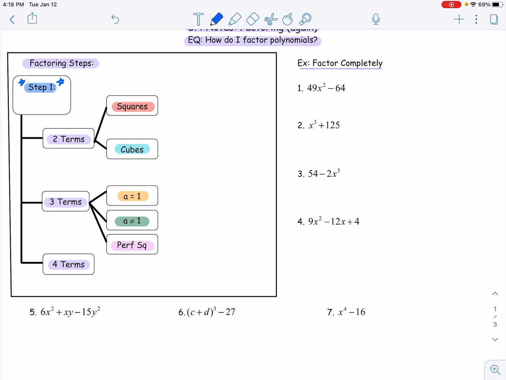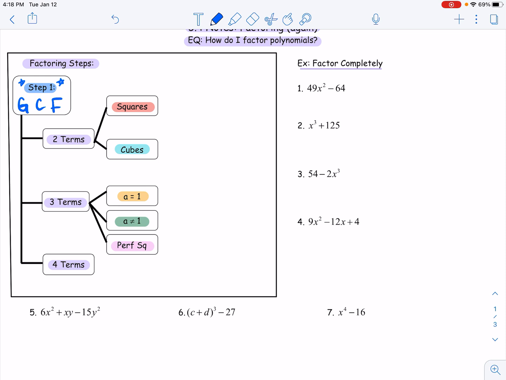So first step, no matter what, I don't care how many terms you have in the polynomial, the first step is always to look for that GCF, the greatest common factor. And remember, your GCF doesn't always have to be a number. Your GCF can be a variable. Maybe every single term has an x cubed. Maybe every single term has an a. But it can also be a number, and it can be a number and a variable. Maybe every single term is divisible by 3b or something like that. So always look out for that GCF first.